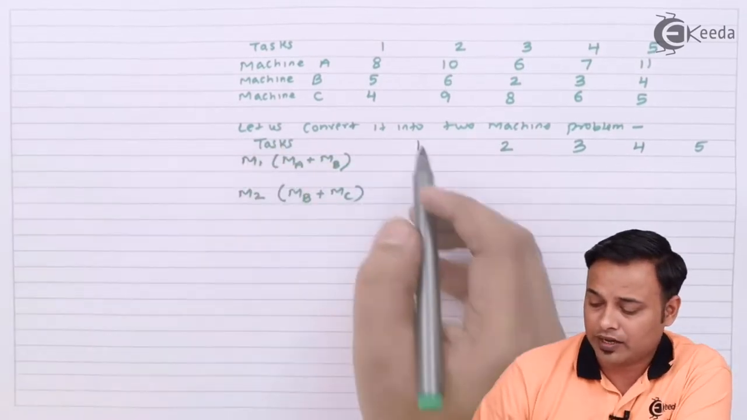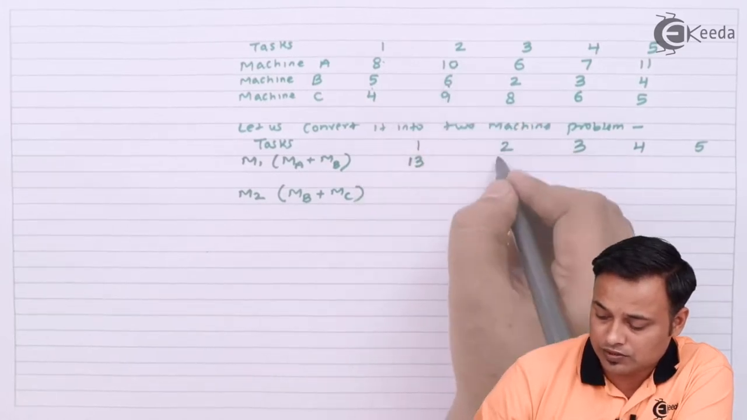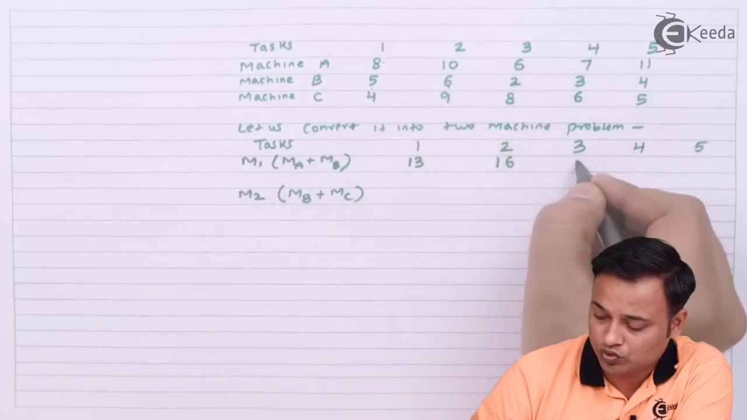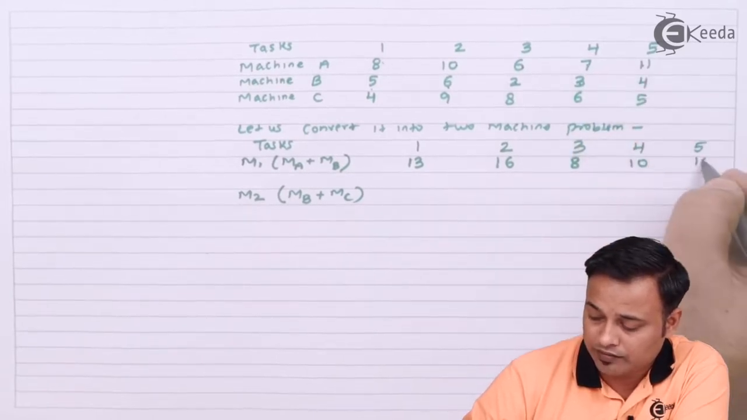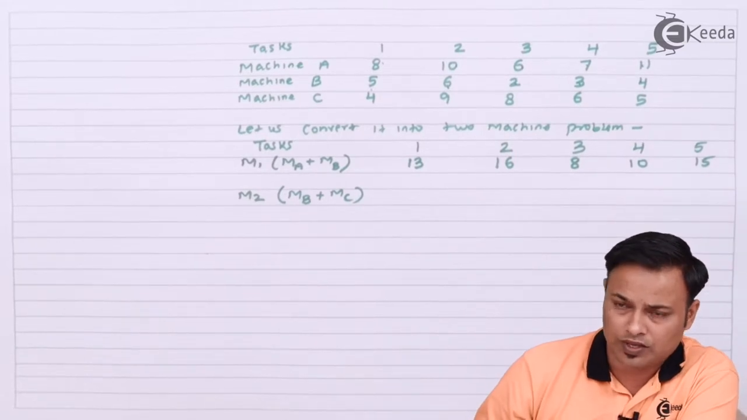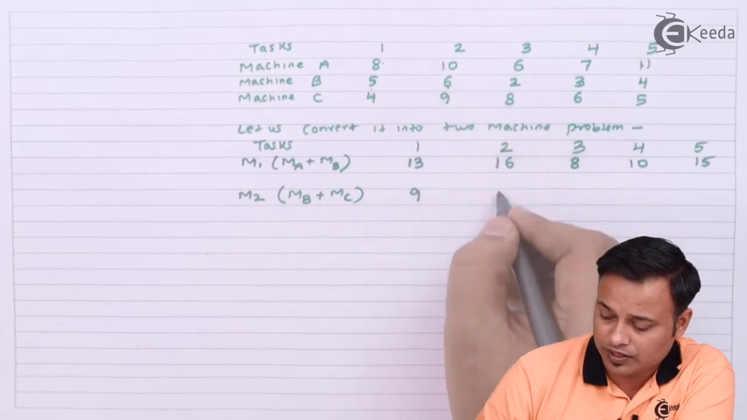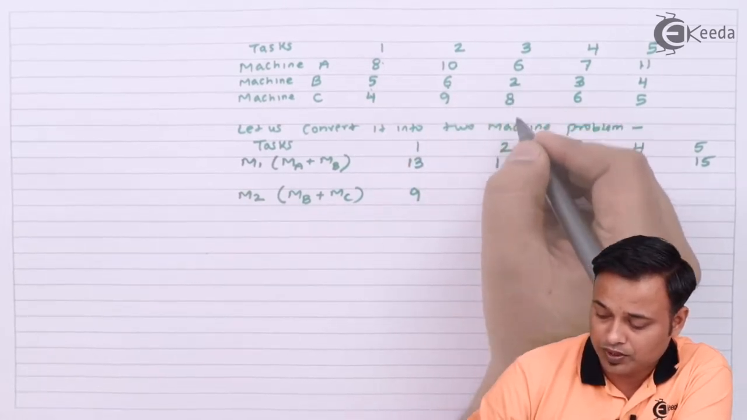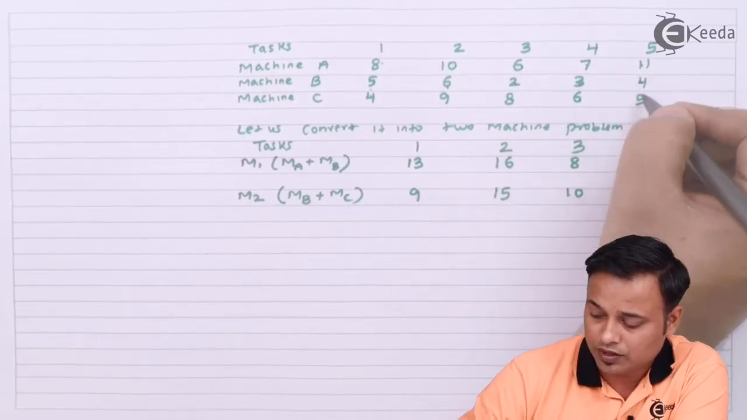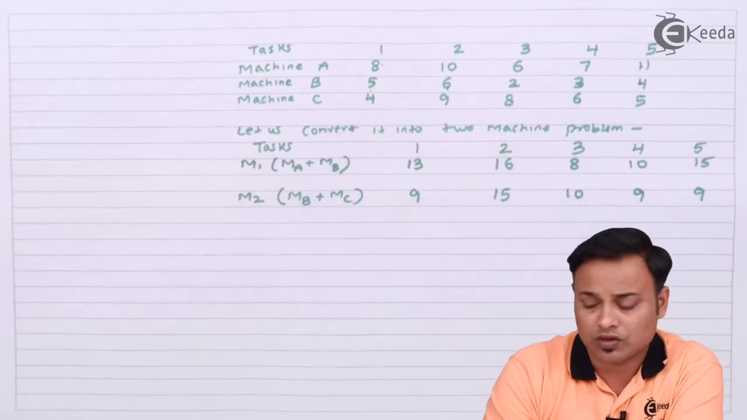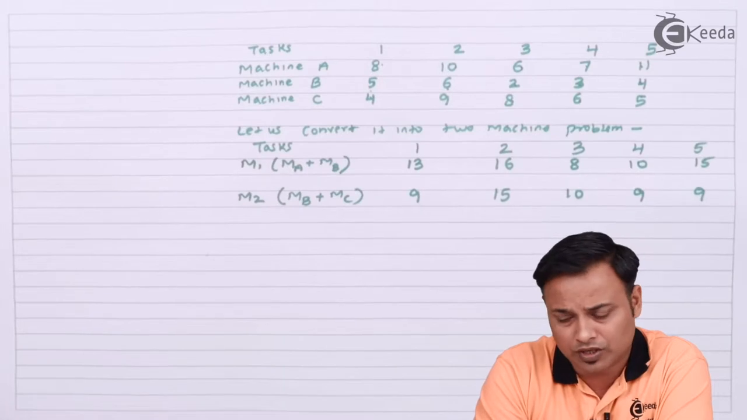I'll simply add 8 plus 5, 10 plus 6, 6 plus 2, 7 plus 3, and 11 plus 4. For B and C, it will be 5 plus 4, 6 plus 9, 2 plus 8, 3 plus 6 and 4 plus 5. So we have got the converted problem from 3 machine to 2 machine.